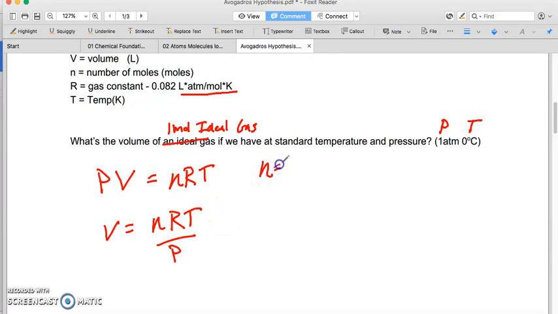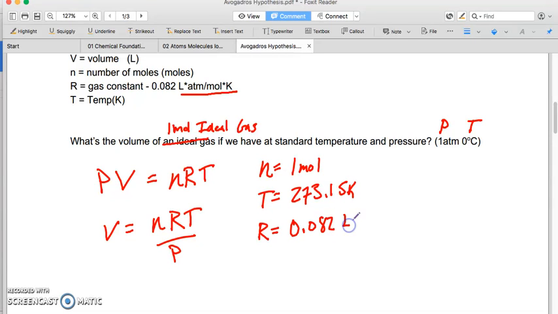So n equals 1 mole. We have 1 mole of the gas. R is a constant. T is 0 Celsius, but we need it in Kelvin. So now is a great time to learn the conversion from Celsius to Kelvin. 0 Celsius is equal to 273.15 Kelvin. Okay, so any number you have in Celsius, add 273.15 to it, and you've got it in Kelvin. R, let's write our constant down, 0.082 liter ATM per mole times Kelvin, and P is 1 atm.